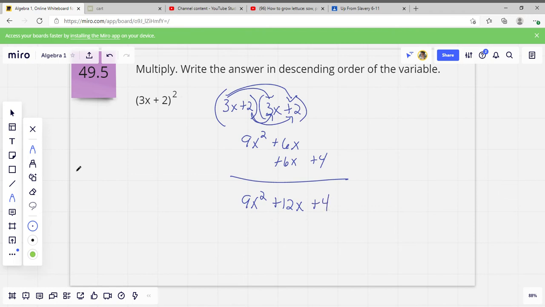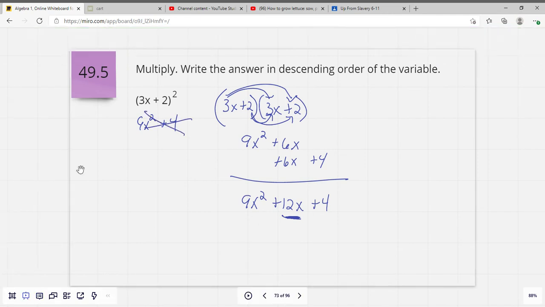Okay, if we had just squared each of these, we would have had 9x squared and 4, but we wouldn't have had this 12x right here. So that's why you can't just square it. You have to write them both out and then rainbow it.